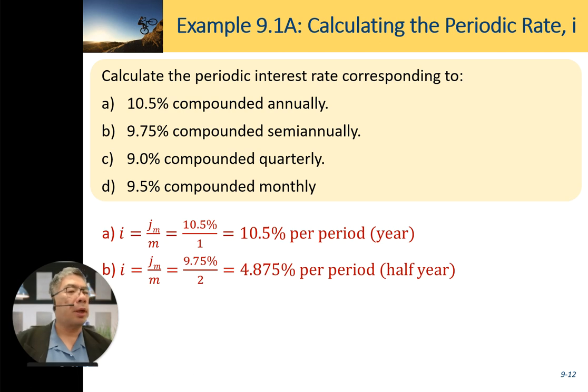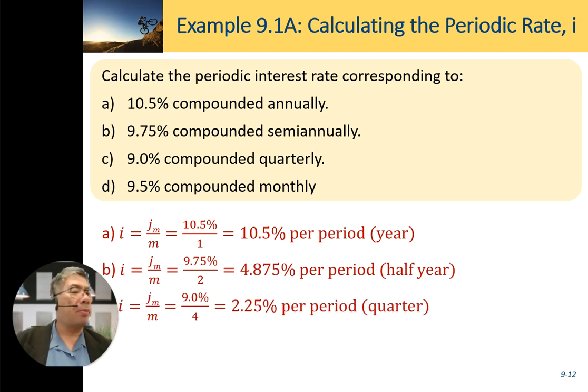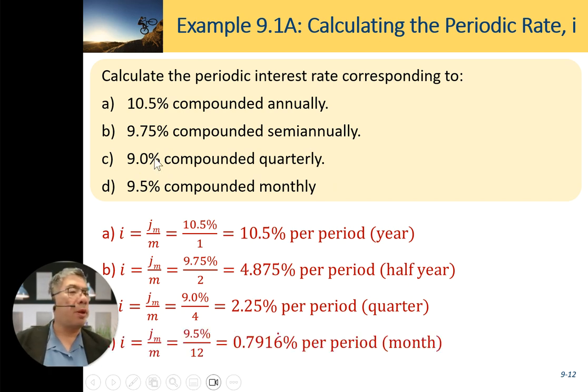Okay, second one, 9.75 divided by 2, because it is semi-annual, equals 4.875% for I. For C, 9 divided by 4, because it's coming from here, because quarterly becomes 2.25%. While for D will be 9.5 divided by 12, because monthly, which is 0.7916%.